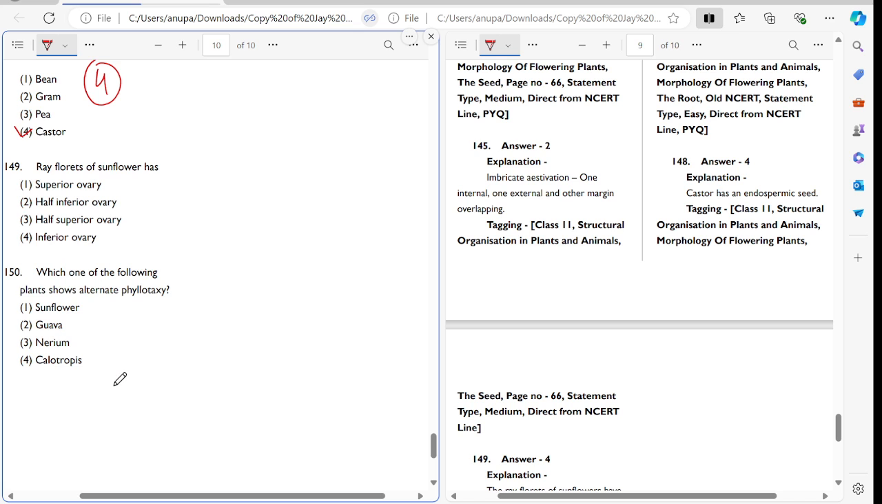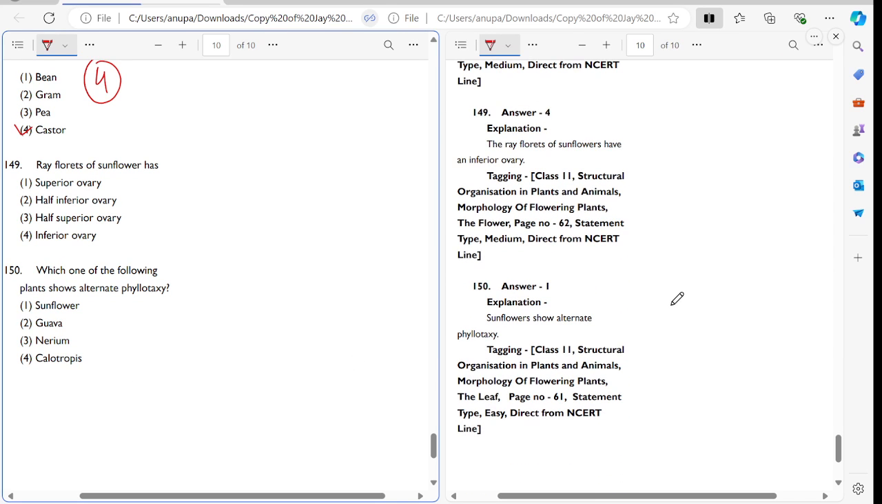Now let's move to the next question, that is question number 149. Question number 149 states that ray florets of sunflower has. So the options are superior ovary, half inferior ovary, half superior ovary, inferior ovary. So ray florets of sunflower has inferior ovary. So option number 4 will be the correct option. The ray florets of the flower has inferior ovary, because the other floral parts are above the ovary, hence the answer will be option 4.